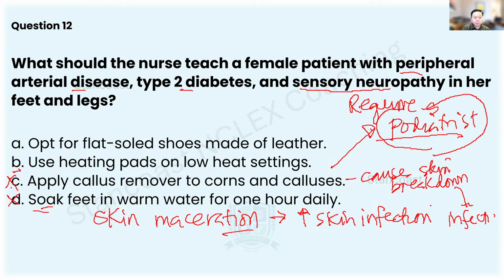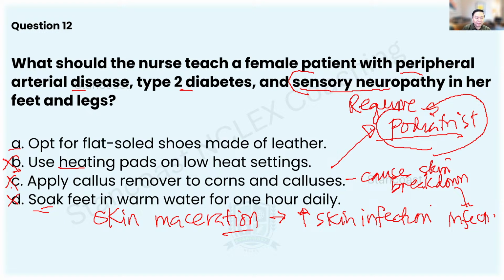If you answered letter B, use heating pads on low heat settings. Remember that our patient has sensory neuropathy. They will not be able to really feel the intensity of that temperature. So, in general, the use of heating pads in patients with diabetes is to be avoided. We do not want them to have burn injuries. This is something that we should be mindful about. Use of heating pads is generally avoided, especially in a patient with sensory neuropathy, because this can lead to burns.